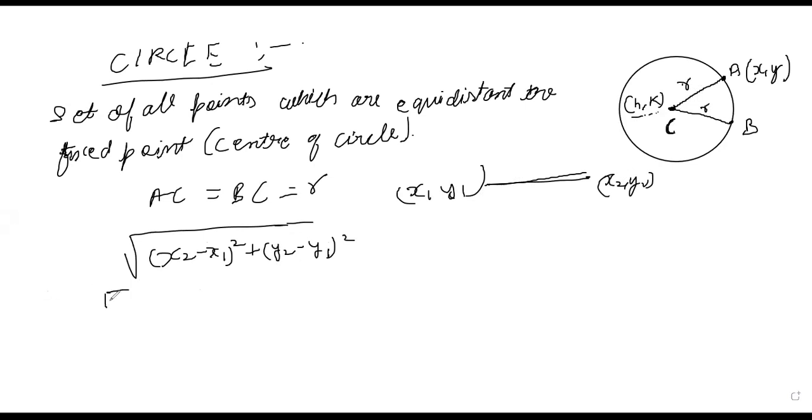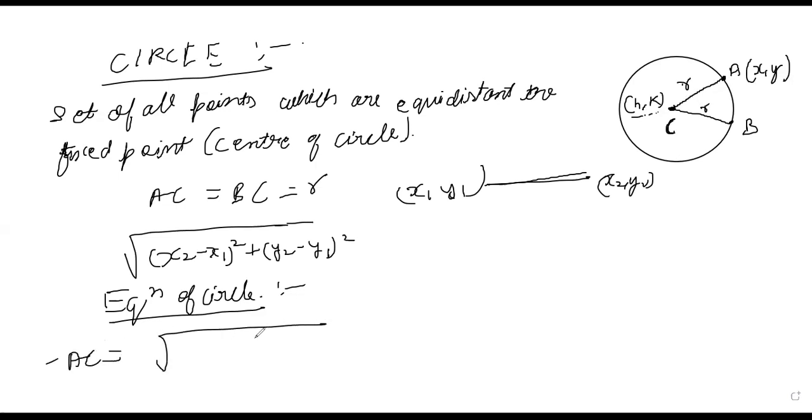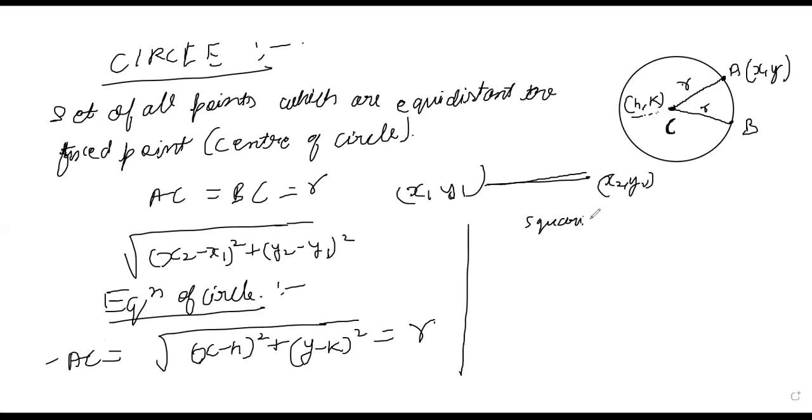If we write the equation of circle here, let us find the distance between A and C. So what will be AC? Under root, x minus h whole square plus y minus k whole square equals radius r. Now we will square both sides. So x minus h whole square plus y minus k whole square is equal to r square.